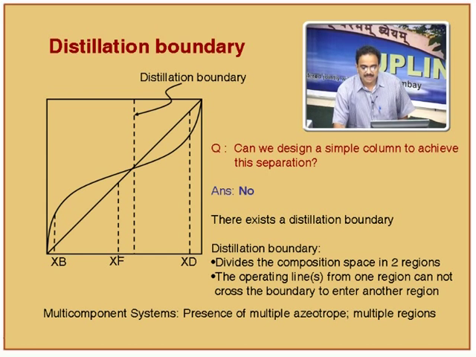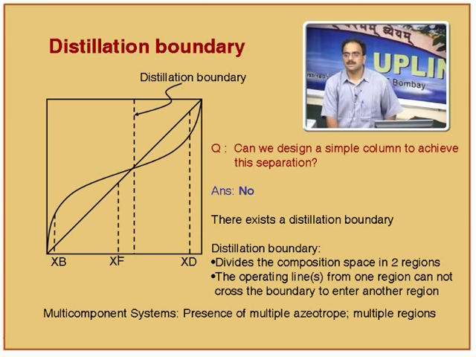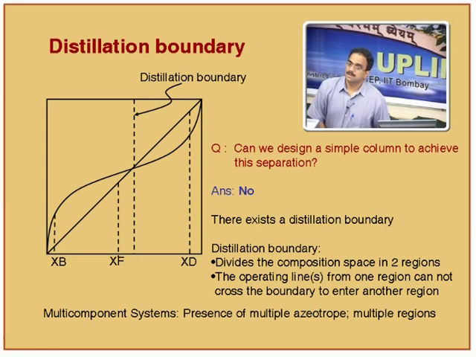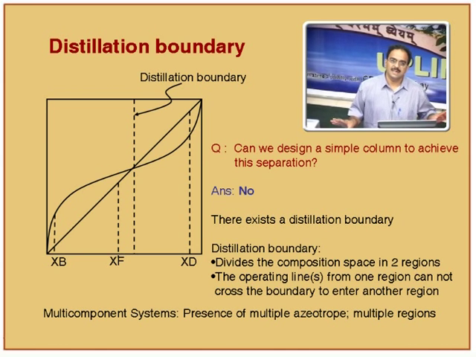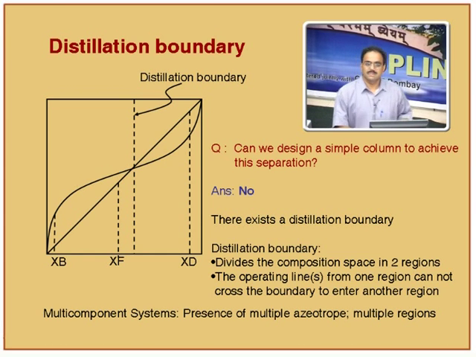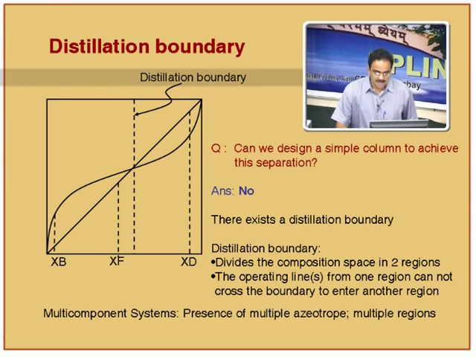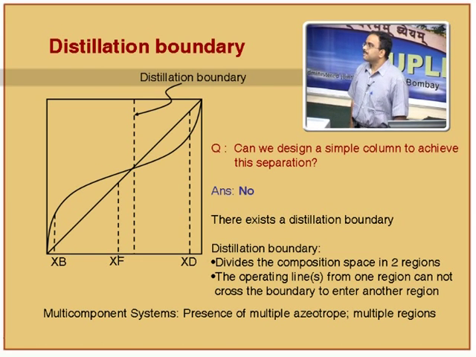Now, can we design a simple column? I am not talking about azeotropic distillation and all. Can I design a simple binary distillation column to achieve this separation? Is it possible? It is not possible, it is not feasible. That is a feasibility issue. It is not a feasible design at all. Thermodynamics or vapor liquid equilibrium puts a constraint on you, so that I cannot cross this boundary. This is the distillation boundary defined by the azeotrope.